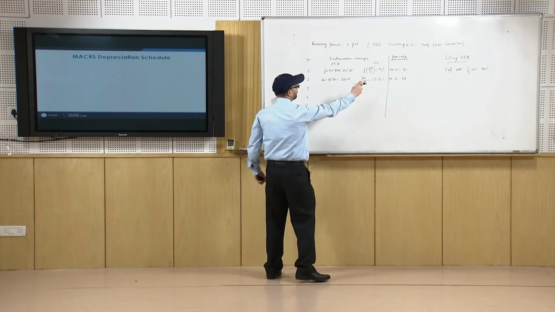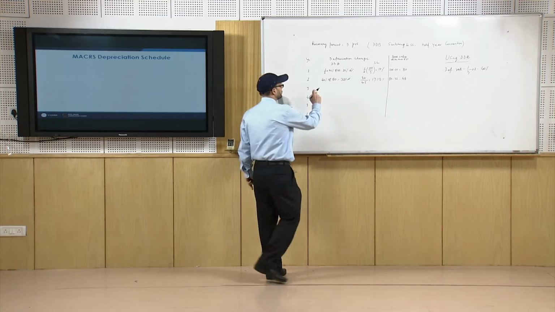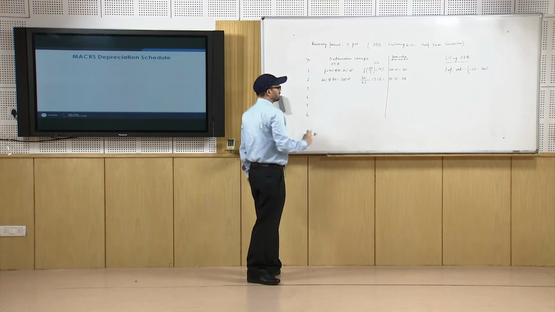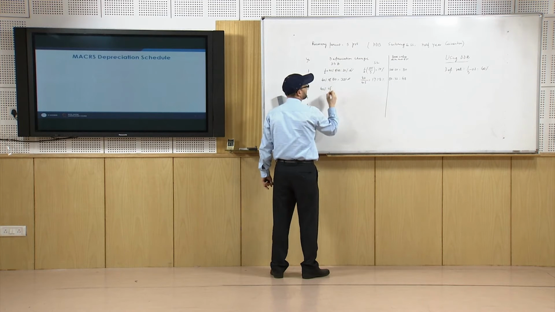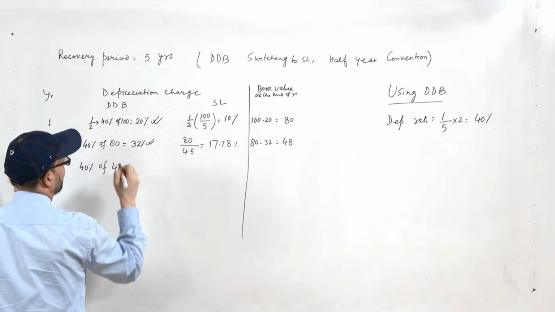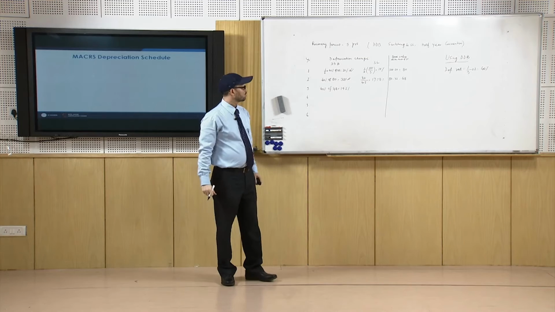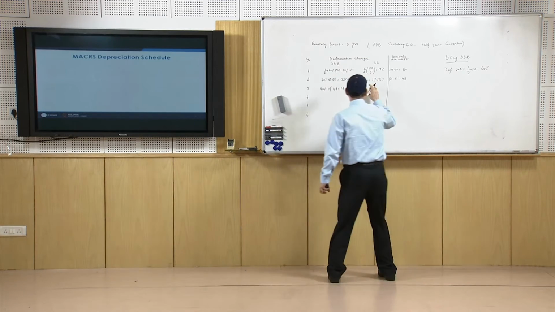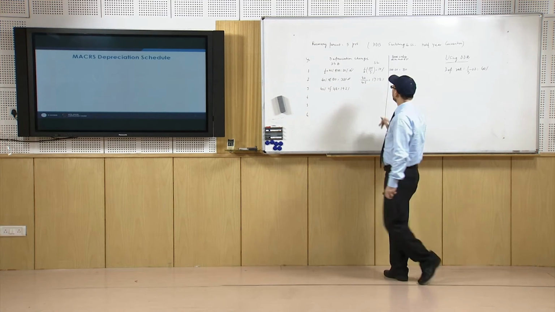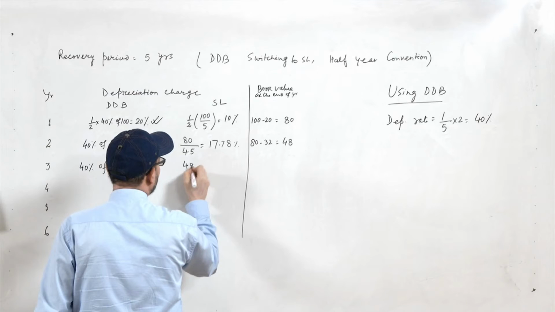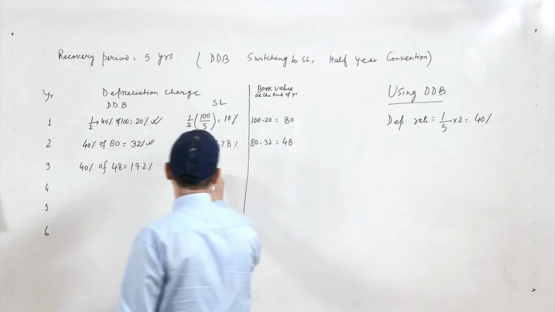Now we have 48 as the book value at the end of year 2. So using DDB, the asset's depreciation will be 40% of 48, that is 19.2%. Now, using the straight line method, we have the time remaining now as 3.5 years. So it will be 48 divided by 3.5, which is nothing but 96 by 7.